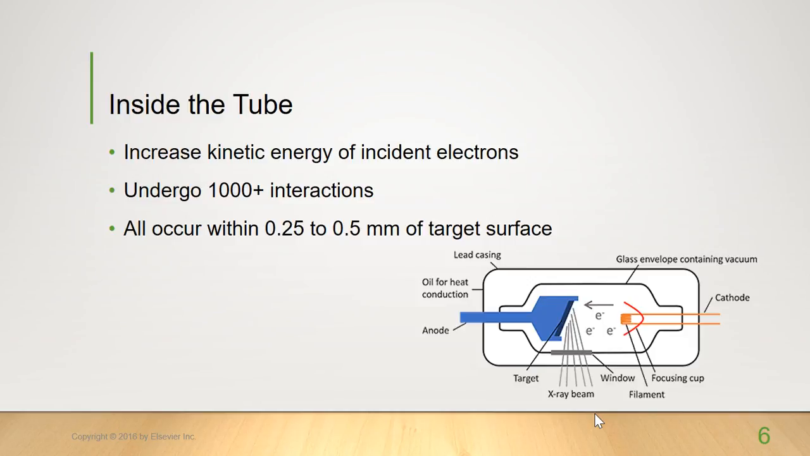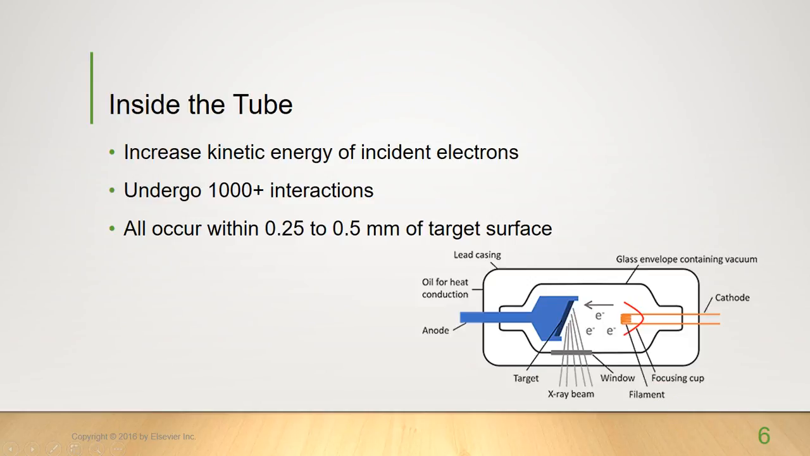And this way we can increase the number of target interactions and produce more photons, but we also increase more heat that's generated in the tube. So all of this occurs within only 0.25 to 0.5 millimeters of the target surface. If you remember back to the last chapter, when you look at that rotating anode, it's not like it covers the entire anode. It's just one little piece of it.